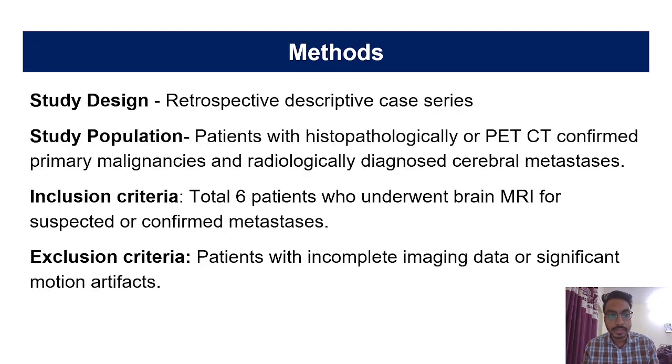Method. Study design was a retrospective descriptive case series. Study population was patients with histopathologically or PET-CT confirmed primary malignancies and radiologically diagnosed cerebral metastasis. Inclusion criteria: a total of 6 patients who underwent brain MRI for suspected or confirmed metastasis. Exclusion criteria were patients with incomplete imaging data or significant motion artifacts.